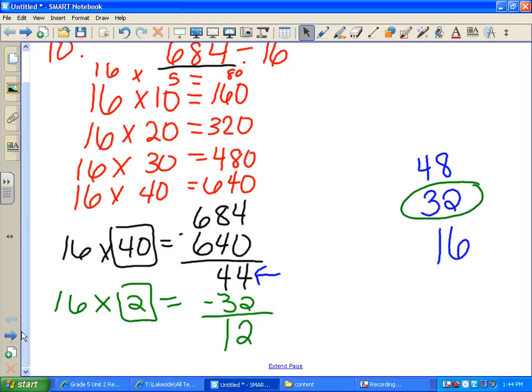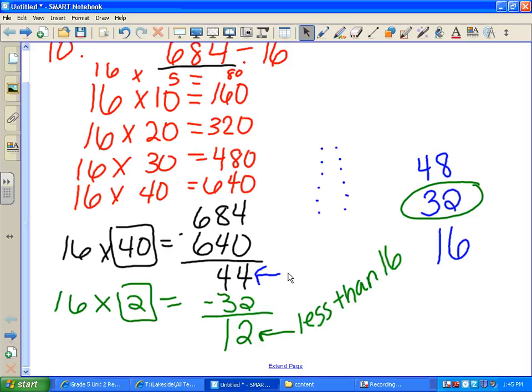Now I go back and look at 16. If I only have 12, can I make a group of 16? No. So I can't even make one group. So I know that this becomes my remainder. I can stop because this number is less than 16. I can't make any more groups. That's how I know I can stop. When I had this number, 44, I knew it was greater than 16. I could still make groups of 16.